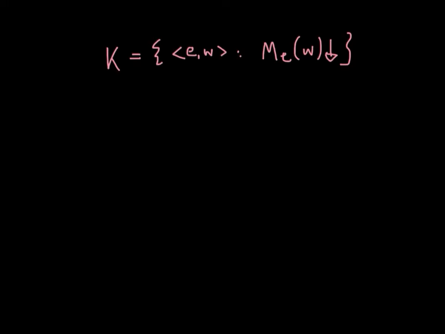So in this final lecture of lesson 2, we now want to prove that the halting problem is in fact undecidable. And we will do this via a very nice diagonalization argument. So recall that the halting problem K was defined to be the set of all pairs E, W, coded as a single natural number, such that the eth machine halts on input W.